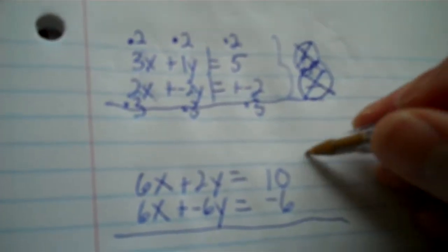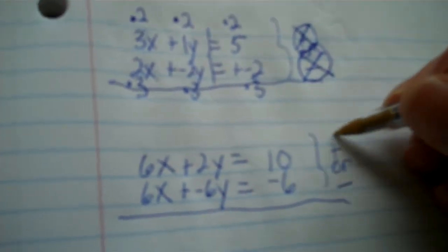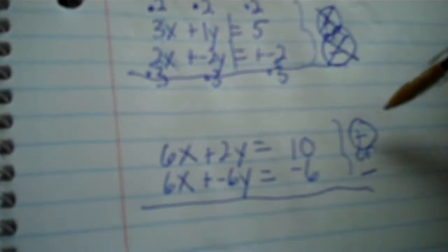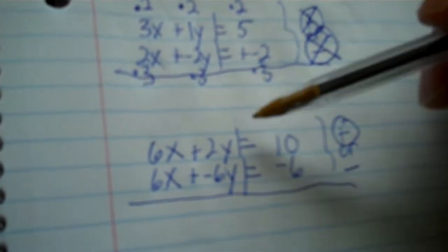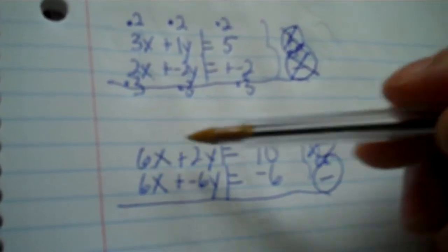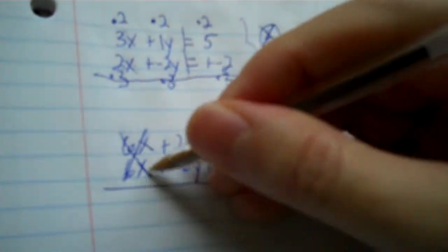Now you try this again. I guarantee you one of them works. Trust me. Okay? Might not be the plus, but one of them's got to work. 6 plus 6, well, that's 12. 2 plus negative 6, well, that's probably not 0. Okay? What happens when you minus 6 minus 6? Basic elementary math. 6 minus 6 is 0. So I'm going to use the minus.